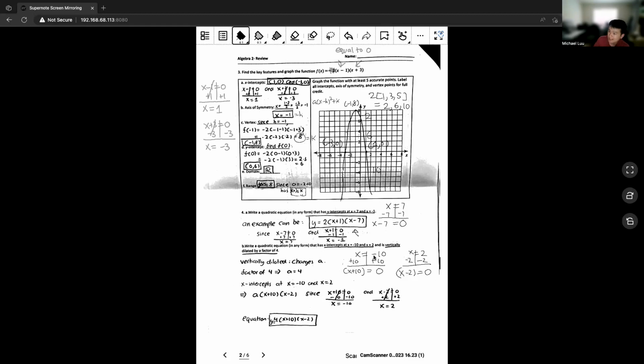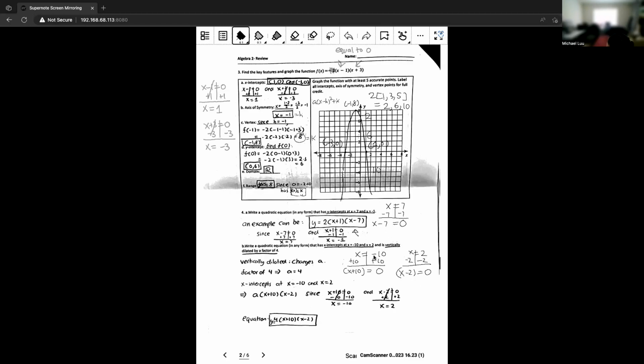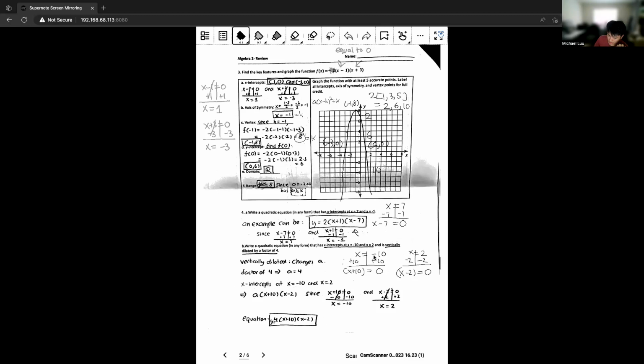And then the vertically dilated by a factor of form we talked about on the first page. With that one, you're basically just thinking about how vertically, I think I mentioned it somewhere here, it has to relate with A. So since it's vertically dilated by a factor of 4, I know that my A value is going to be equal to 4.